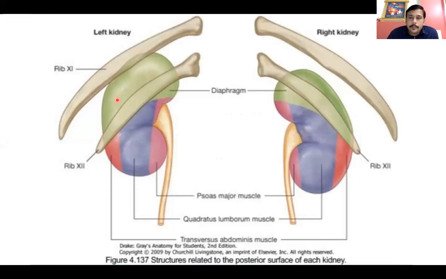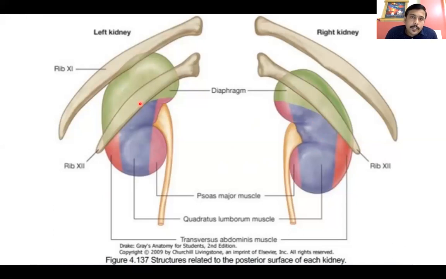You can see in the picture here, the green color represents the relation with the diaphragm. Both kidneys on their posterior surface are related with the diaphragm. When you see from the posterior side, the right kidney is on the left hand side, and the left kidney is on the other side. The other colored area, more extreme laterally, is the transversus abdominis muscle related on both kidneys. The middle large area is for the quadratus lumborum muscle, and near the hilum and the medial border, we have the psoas major muscle being related.